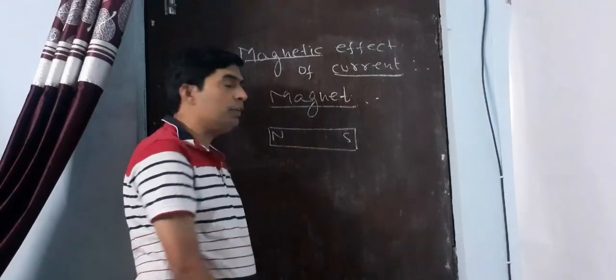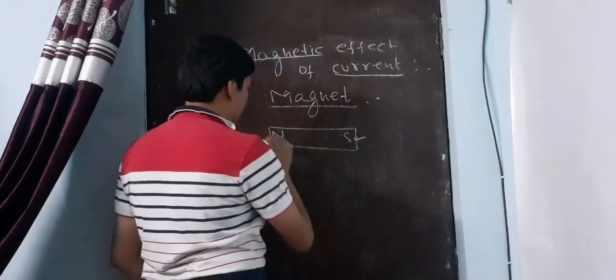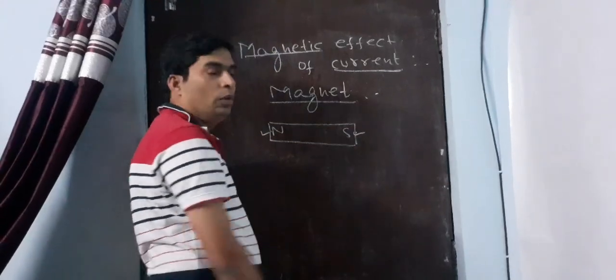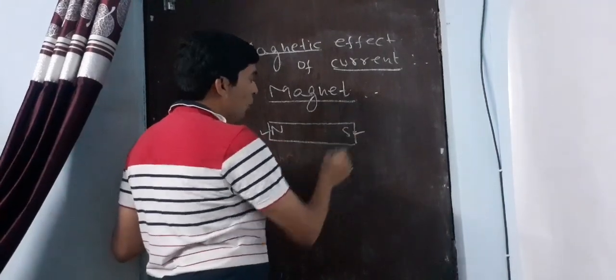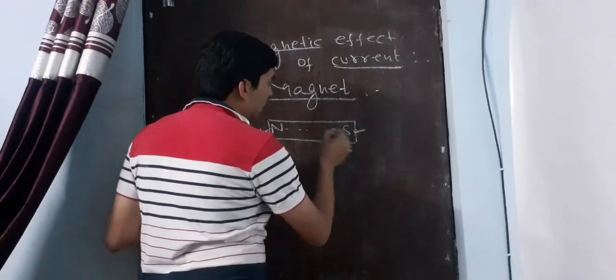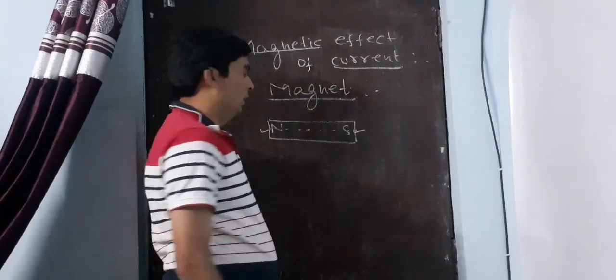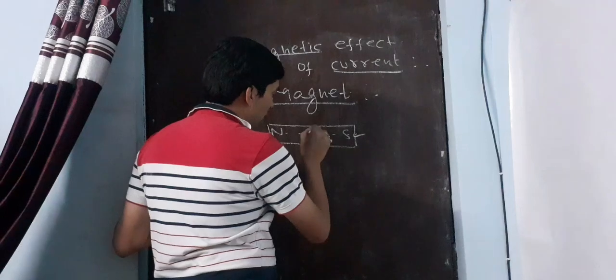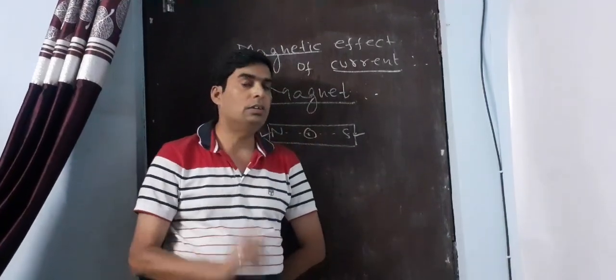Now the attraction of a magnet is always maximum at the poles. This S and this N, these extreme ends, are known as poles. The magnetism of a magnet is highest at the poles and slowly decreases towards the center of the magnet. It is supposed that at the center the magnetism is least, but it is not zero.